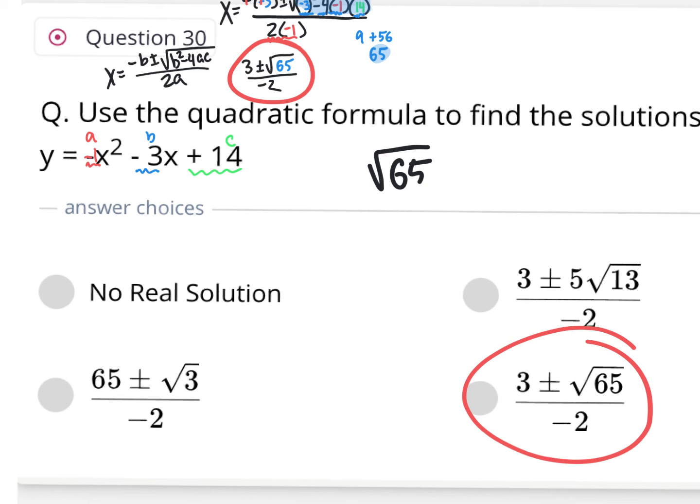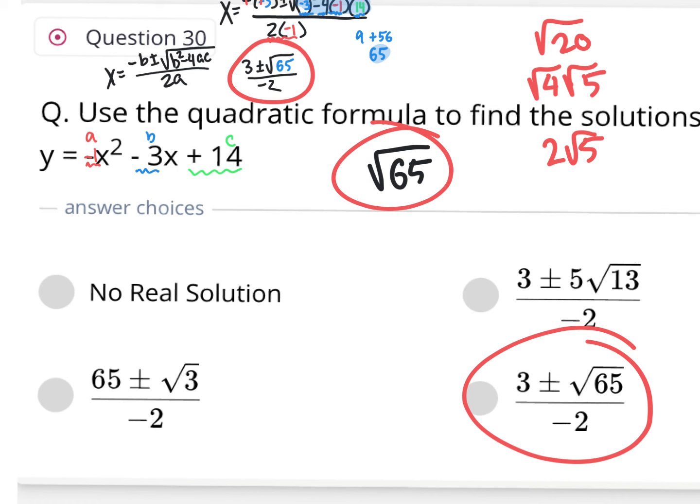But keep in mind that many times you're going to end up with something like the square root of 20 instead of the square root of 65. And right there you will be able to break it down to like 4 times 5 and then split the root. And then that'll become 2 square root of 5. But anyway, that's not the case in this case right here. The square root of 65, you can't do anything with it. It stays. There's your final answer.